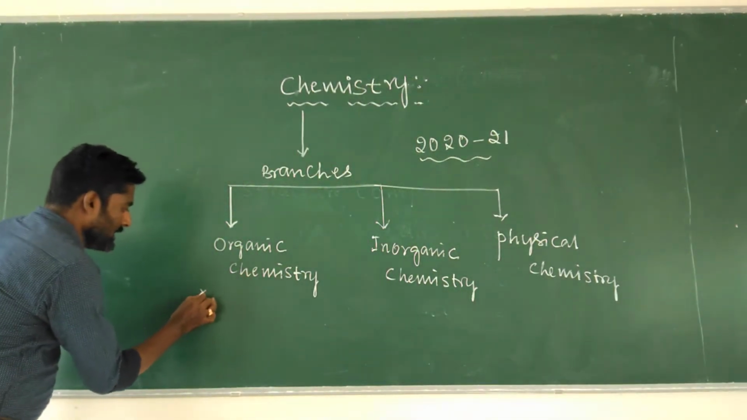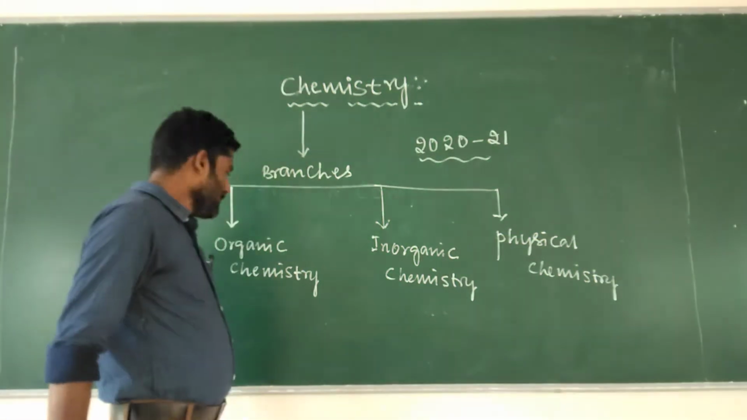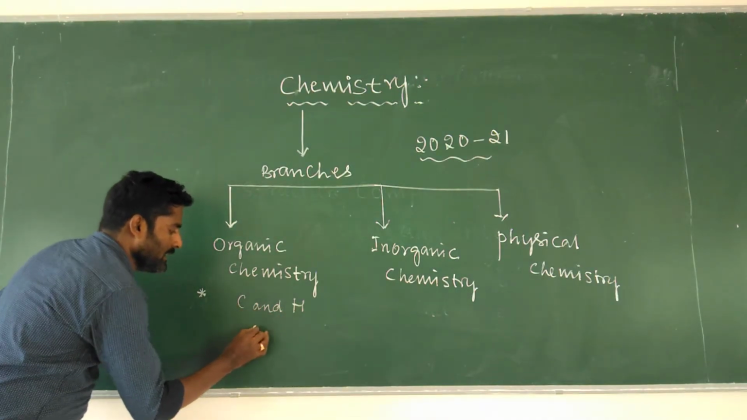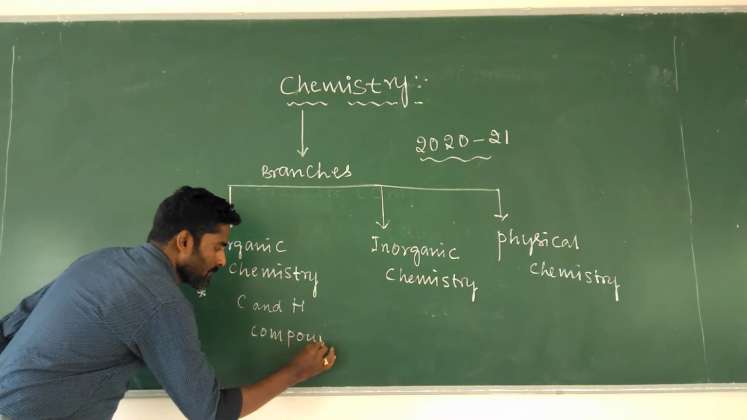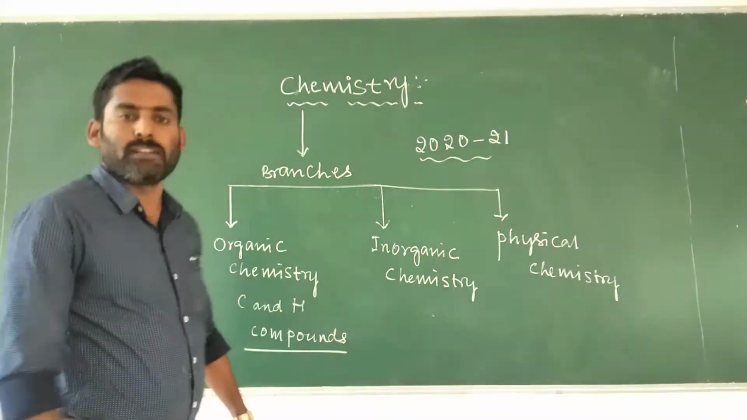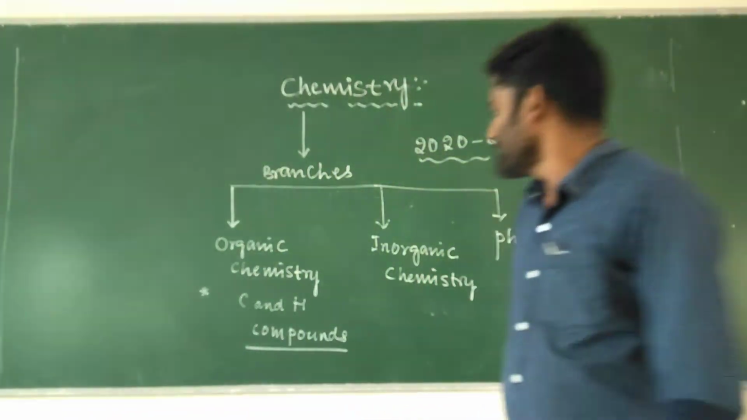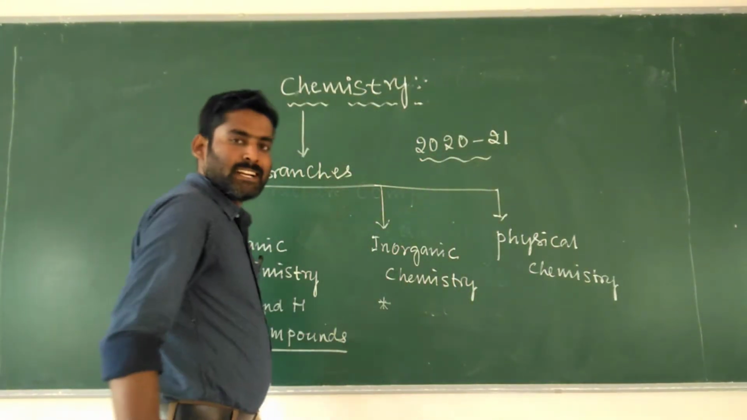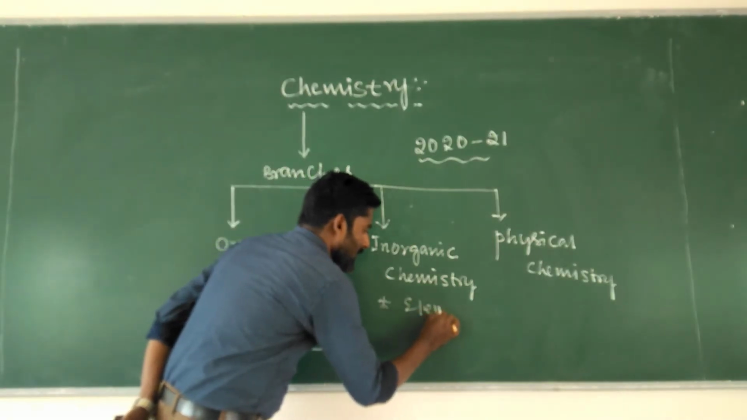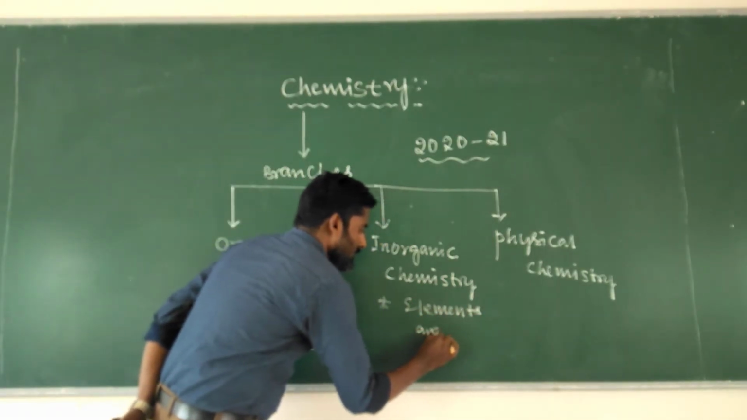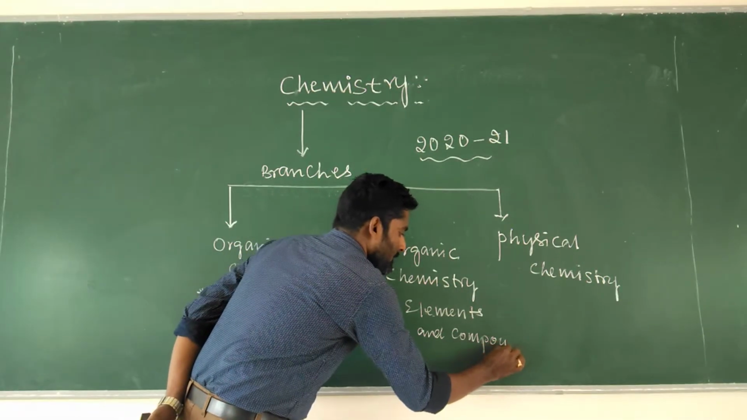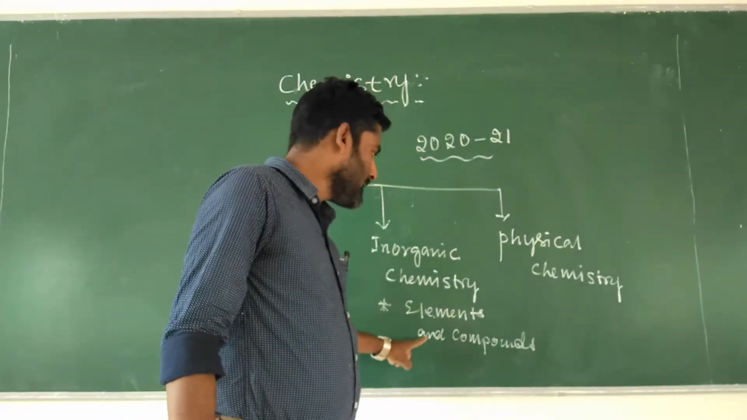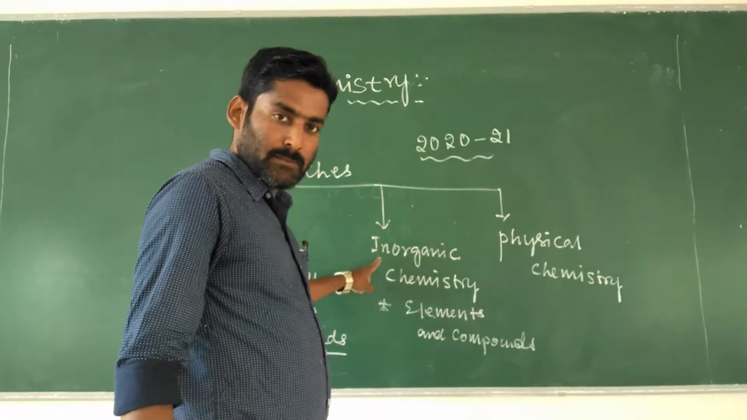Organic chemistry is the branch of chemistry that deals with the study of carbon and hydrogen containing compounds. In inorganic chemistry, we study elements and compounds. So the chemistry of elements and compounds is called inorganic chemistry.